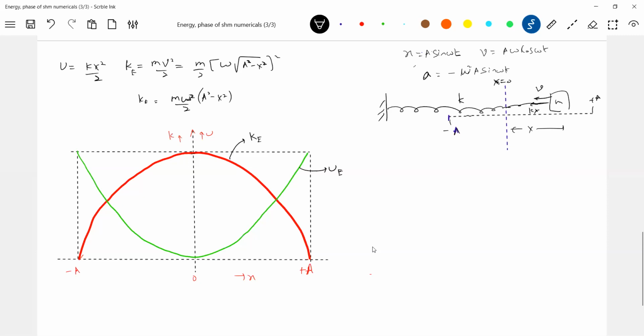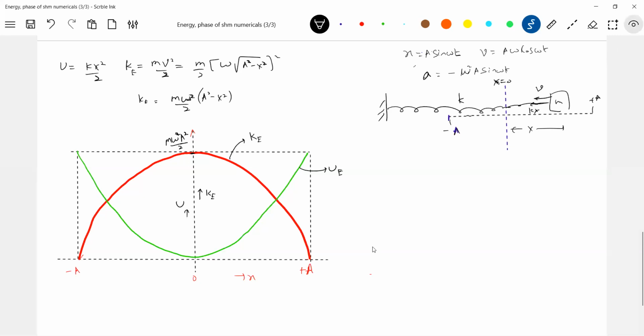What is the maximum value? How much is the maximum value? The maximum value is m omega square a square by 2. So how can you say this is the maximum energy? Because what is the value of maximum speed? A omega, so m omega square a square by 2 is what? The maximum oscillation energy of the system. Okay, till here, fine.